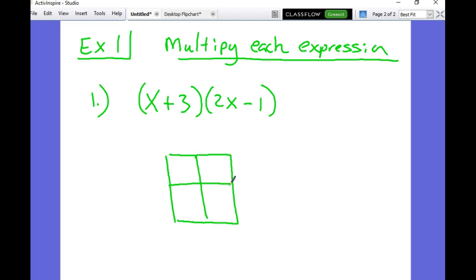Now, here's what you're going to do. You're going to put the first one along the top, x plus 3. I find this one easier. It's really just the same thing as FOIL. You're just showing your work differently. It's like a Punnett square. The other one you're going to put down the side, for instance, 2x minus 1. So you've got x plus 3 along the top and 2x minus 1 on the side.